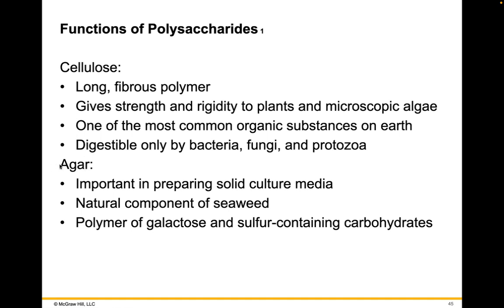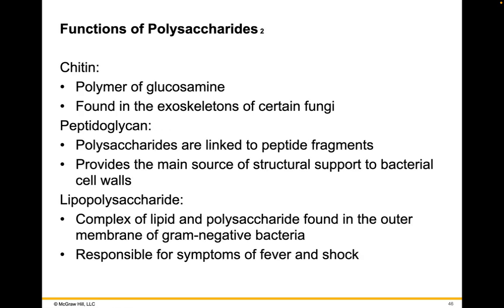Agar, you want to star that word, write that word down, agar. It is a polysaccharide, and we get it from seaweed, and we're going to use agar a lot in microbiology to create culture media to grow these microorganisms on. So it is a polymer of galactose and sulfur-containing carbohydrates for these different microorganisms to use. Chitin, this is another polysaccharide, chitin. It is a polymer of glucosamine, and we see it in the walls or exoskeletons of fungi.